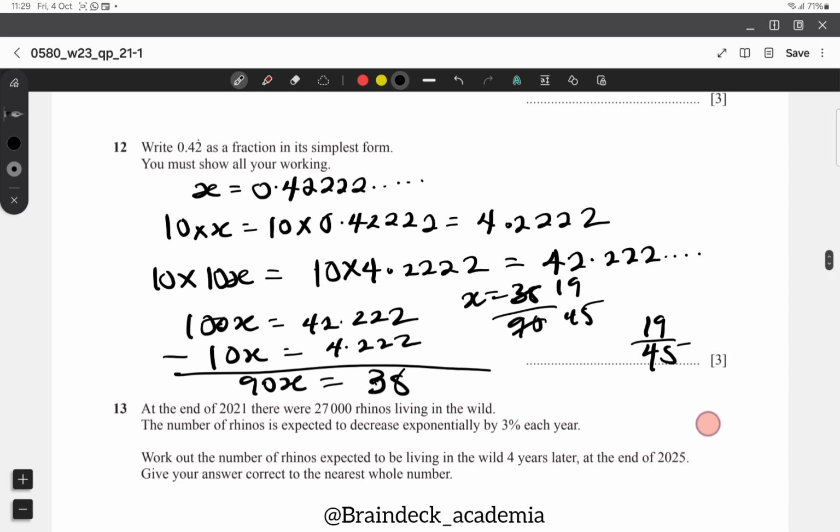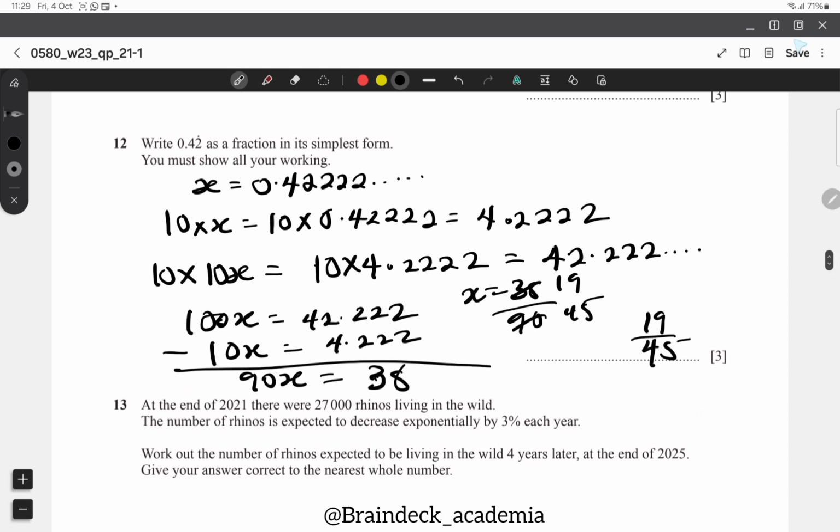So let's go on to number 13. Okay, before we go to number 13, I have to say this.